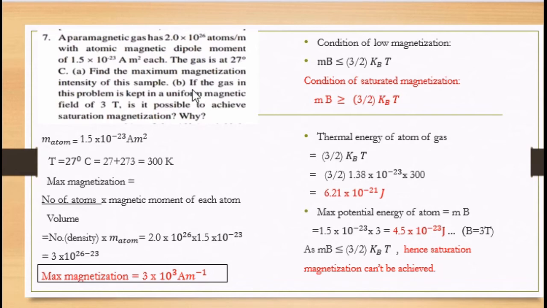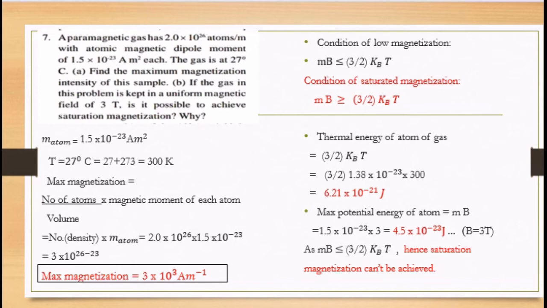Then in the second part, the B part, they ask you if the gas in this problem is kept in a uniform magnetic field whose value is 3 Tesla, is it possible to achieve the saturated magnetization? So here the paramagnetic gas is at 27 degrees, kept in a uniform magnetic field which is 3 Tesla. So then is saturation magnetization possible?